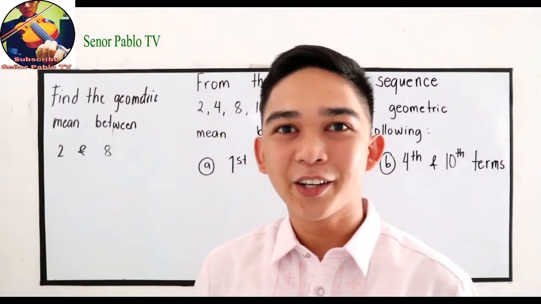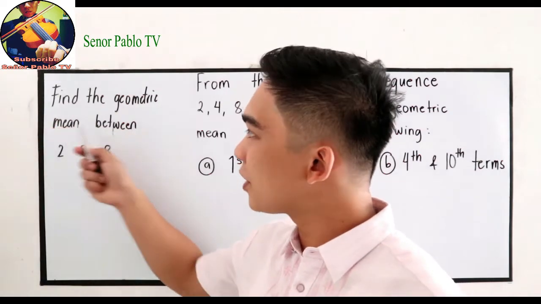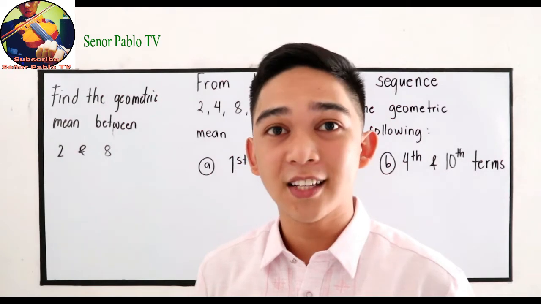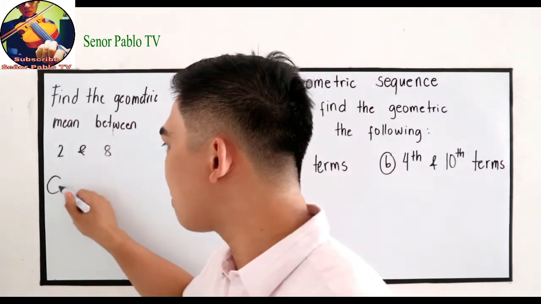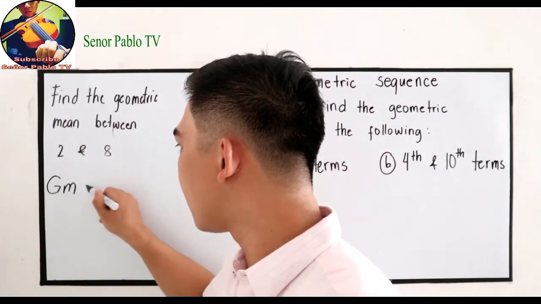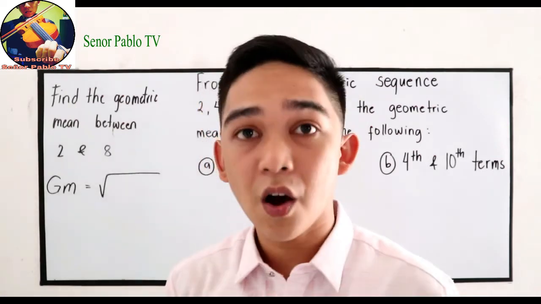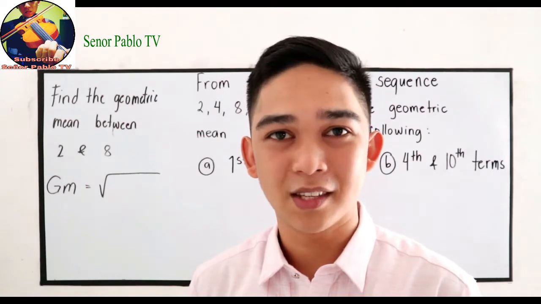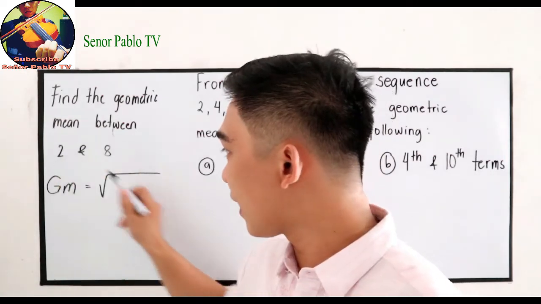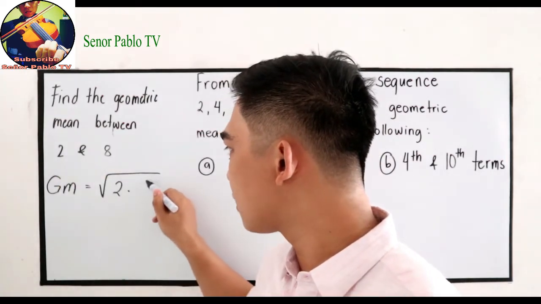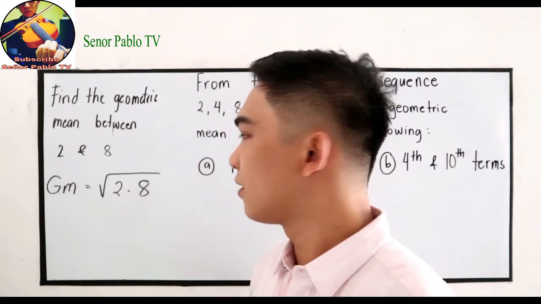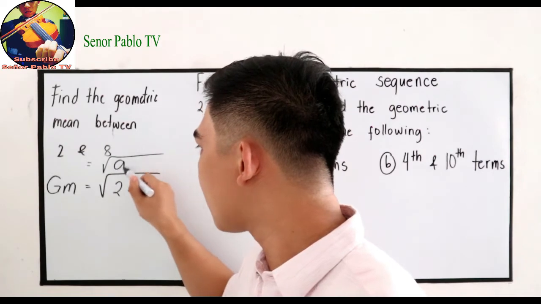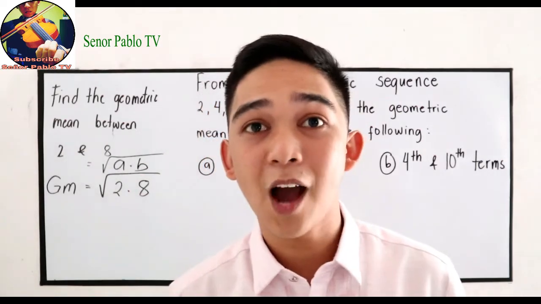Okay, example tayo. Find the geometric mean between 2 and 8. So, meron tayong formula dyan. We have geometric mean is equal to the square root of the two given terms of the sequence. So, ito, 2 and 8. So, 2 times 8. Or, sulat natin siya, square root of A times B. That would be our formula.